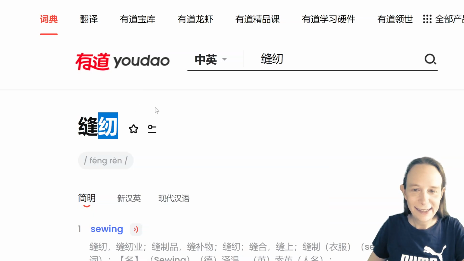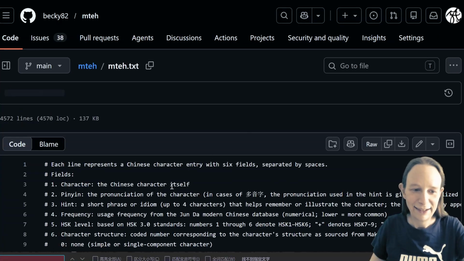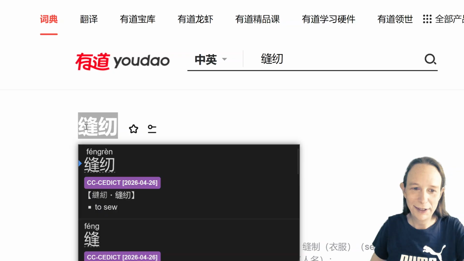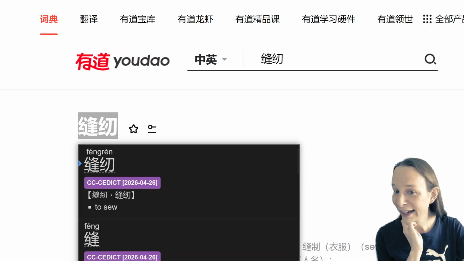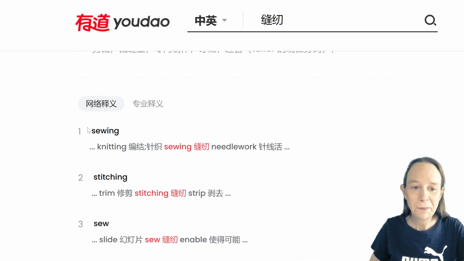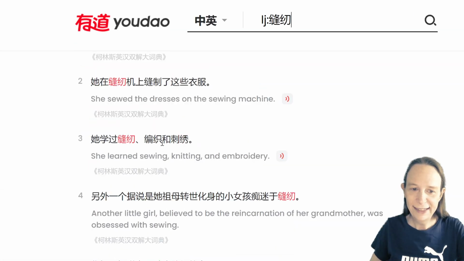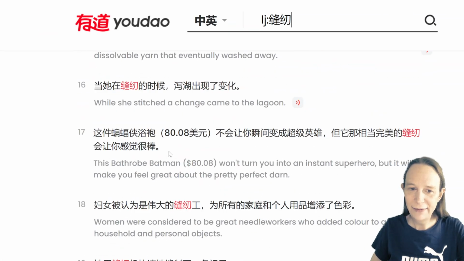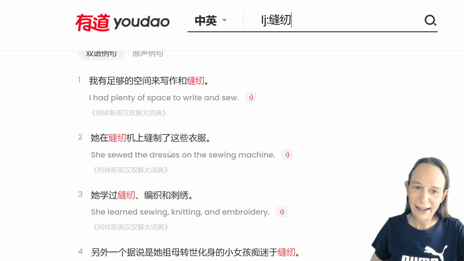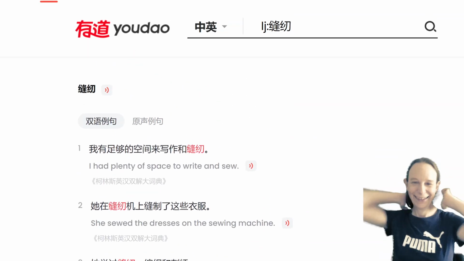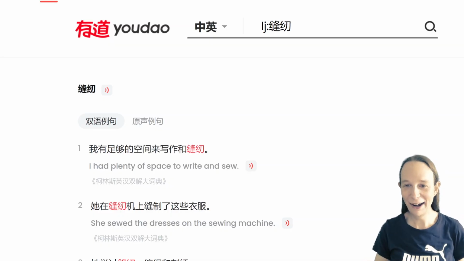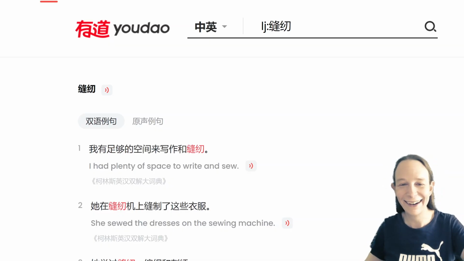What is this character? Is it in the corpus? No. How important is this? 冯院, it is a verb. Verbs are important. 冯院. Okay, how many examples are there? 27, that's not 0. I'm pretty sure 27 is not 0.